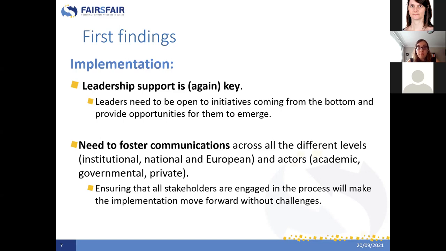But also, it's very important to foster communication across different levels and different actors. This is something very important because each and every one of the good practices we talked to mentioned this. So we really saw that all stakeholders who need to take decisions in terms of bringing forward the work of the initiatives need to be always engaged in the talks and be sure that they all agree on the best way to proceed and to address any challenges that might arise.